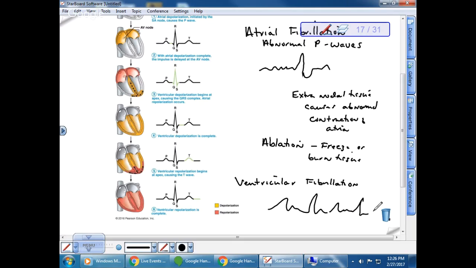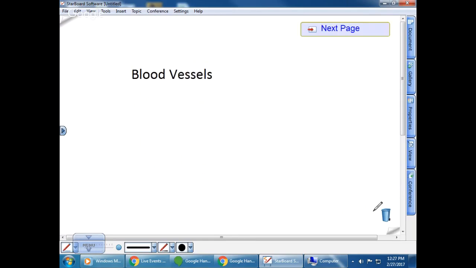A heart attack can cause ventricular fibrillation, as can electrical shock. So if you're messing with electricity and you get shocked, sometimes it can cause your heart to go into ventricular fibrillation. Okay, so that's the electricity in the heart, the electrical conduction system, and how it is regulated.